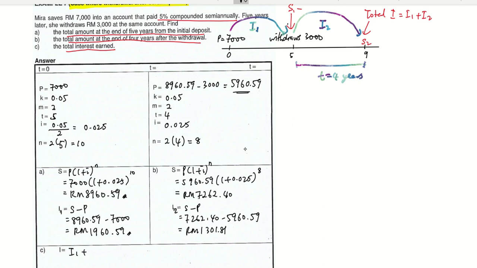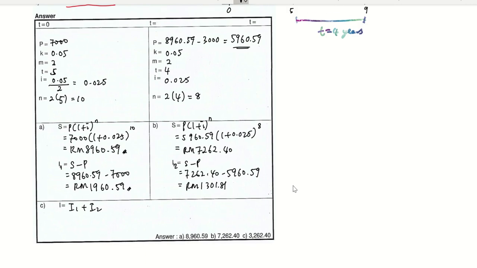Therefore, the total interest is I1 plus I2. So 1,960.59 plus 1,301.81. So the total interest here is RM 3,262 and 40 cents.